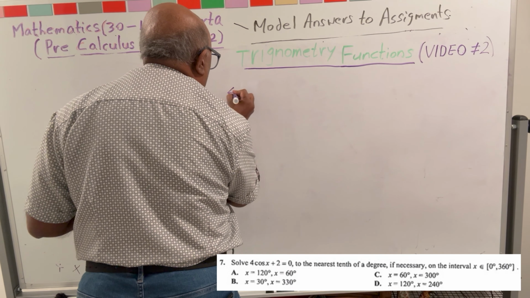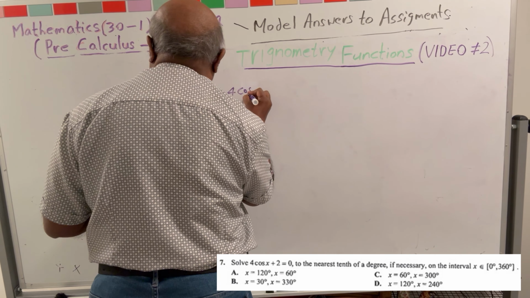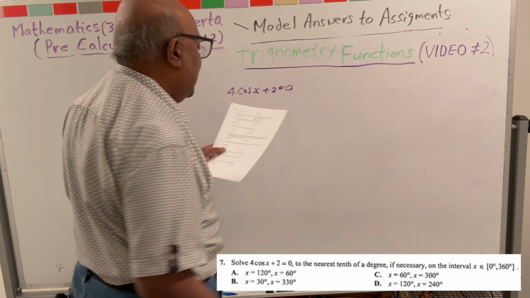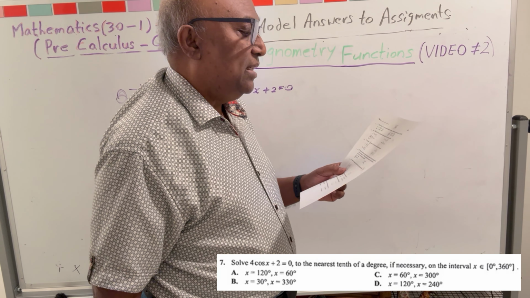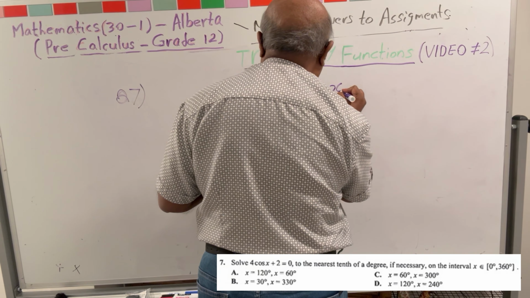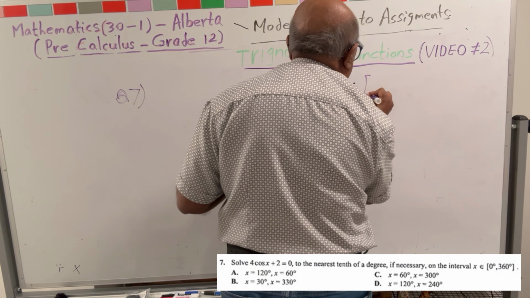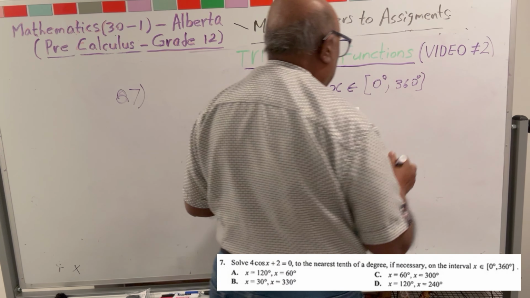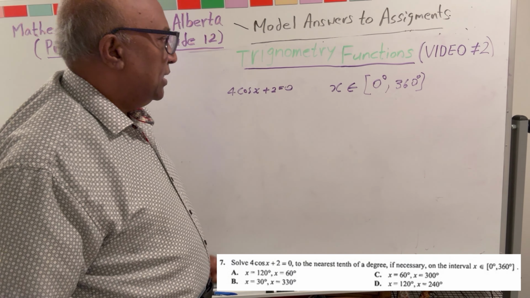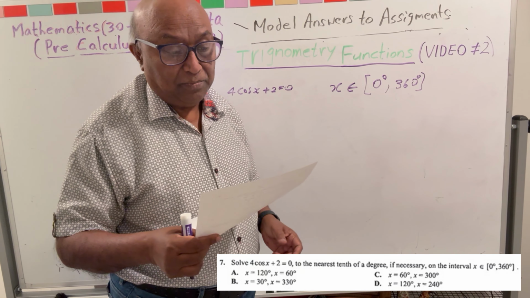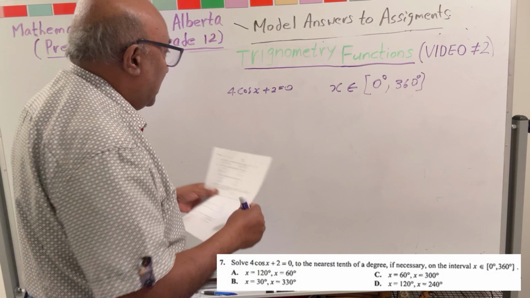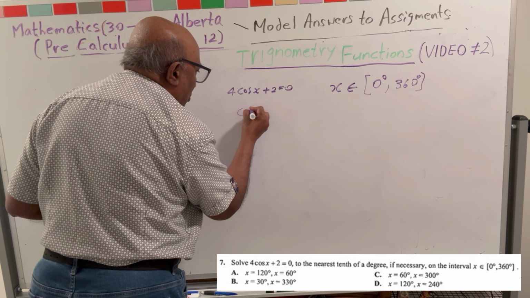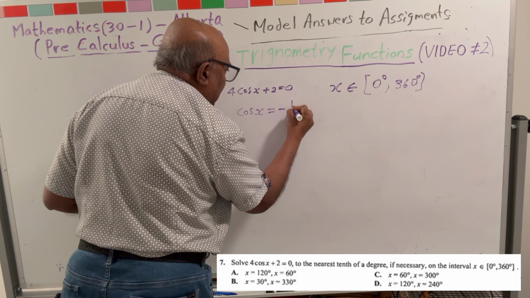Question number 7 says, solve 4 cos x plus 2 equals 0 to the nearest tenth of a degree if necessary, on the interval x is an element of 0 and 360 inclusive. We have to find the solution between 0 and 360. Let's simplify this equation first. 4 cos x equals minus 2, cos x equals minus half.